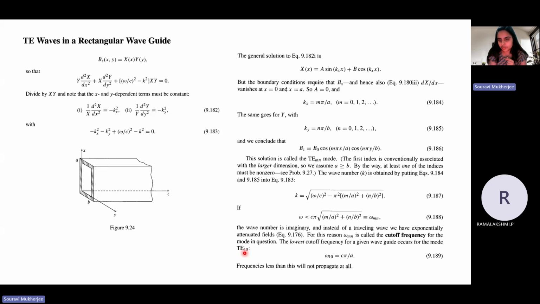And the typical cutoff frequency would be given as c pi, and then put m equal to 1, n equal to 0. So c pi by A. Okay. So here A corresponds to the larger dimension. So anything below this will not propagate because then your k will become imaginary and you would have attenuated waves. So they'll be exponentially decaying. So that sets your cutoff frequency. And this is the general expression of cutoffs for typical values of m and n.